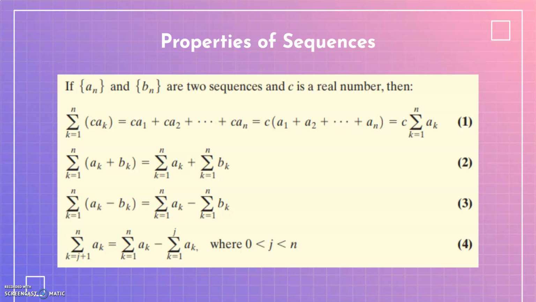Shown here are a few properties of sequences that are very useful for performing functions with summation notation. Property number 1 shows how you can isolate c using the distributive property. Properties number 2 and 3 use the commutative and associative properties to expand a sequence in summation notation. Property number 4 is very useful when we have a sequence in summation notation where the index begins at a number that is greater than 1.